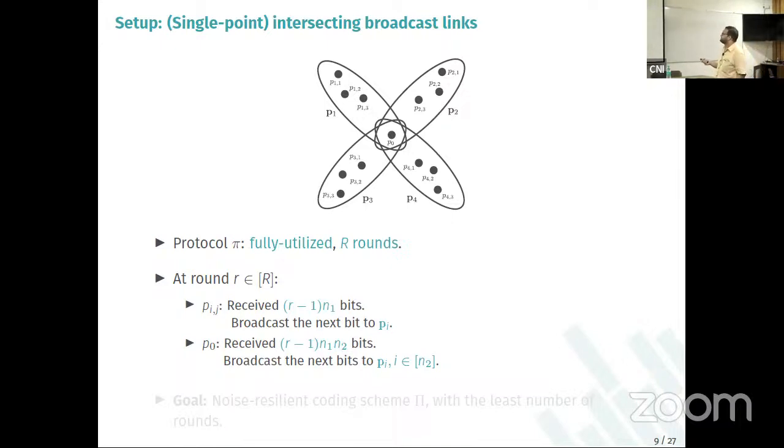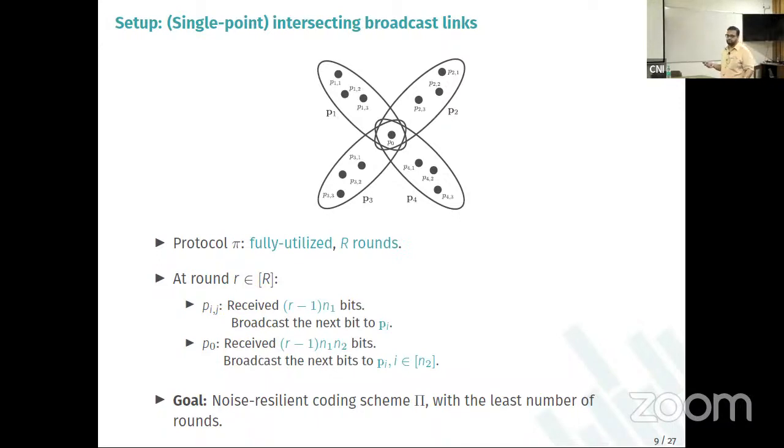The goal is like, suppose these communications get affected by noise. I'm going to define what the noise model is. The goal is simple: can we give a noise resilient coding scheme such that every party would be able to recover the transcript of the original protocol with high probability, and this scheme should have the least number of rounds in the output protocol.